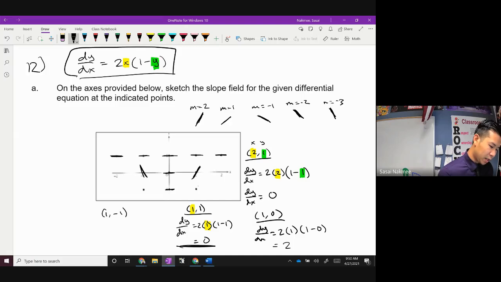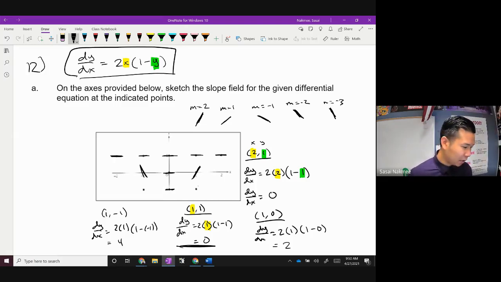Let's do that real quick. 1, -1, just out of curiosity. What would 1, -1 be? This would be 2 times 1 minus -1, which would be 2 times 2, which would be 4. This would be a slope of 4. That's even steeper. Wait, is it -4?